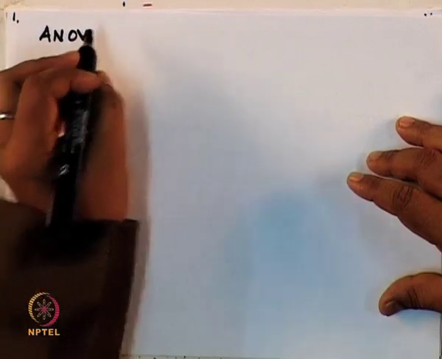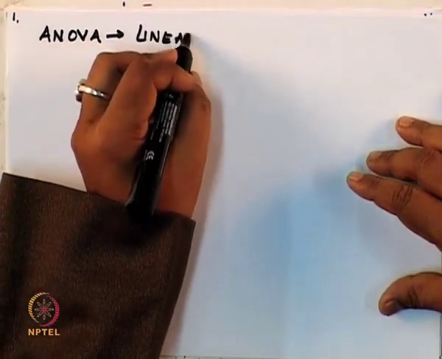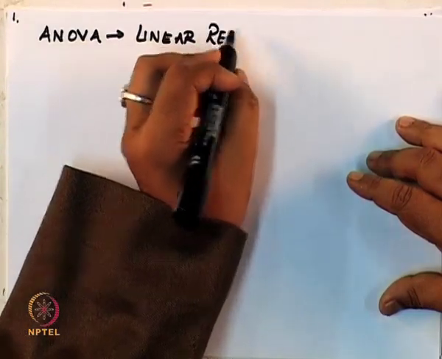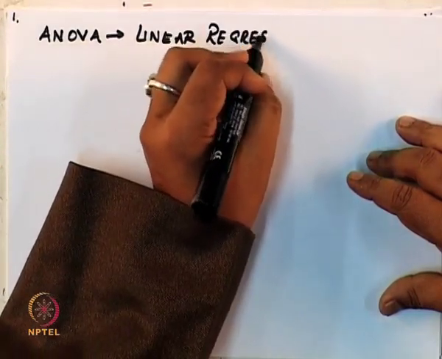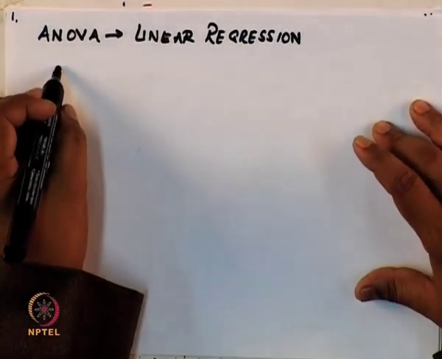Okay. So, we will continue today where we had left off in the earlier class, which was discussing the applicability of ANOVA for linear regression. In linear regression. Okay. So, what is linear regression?